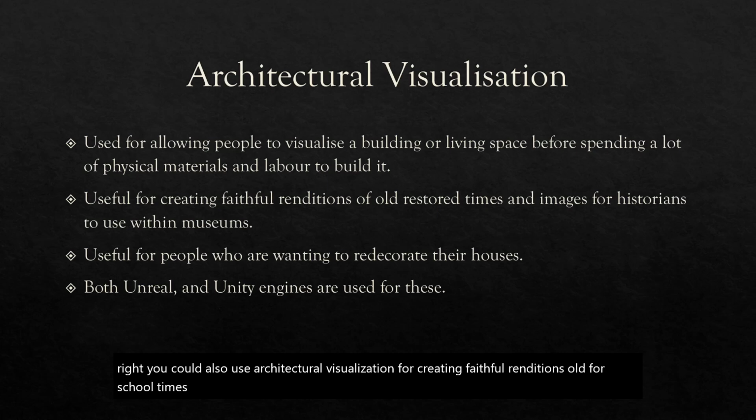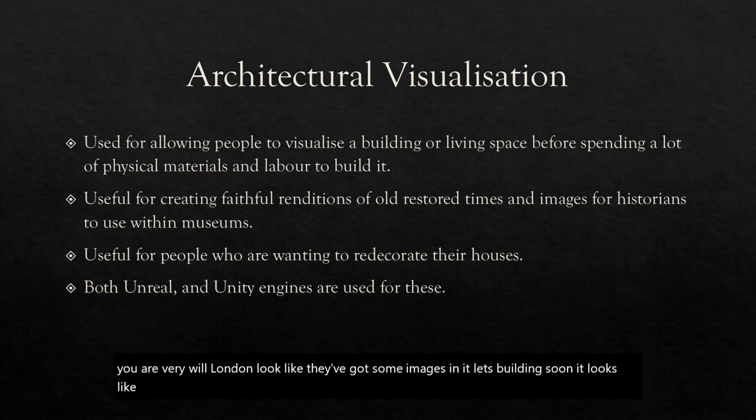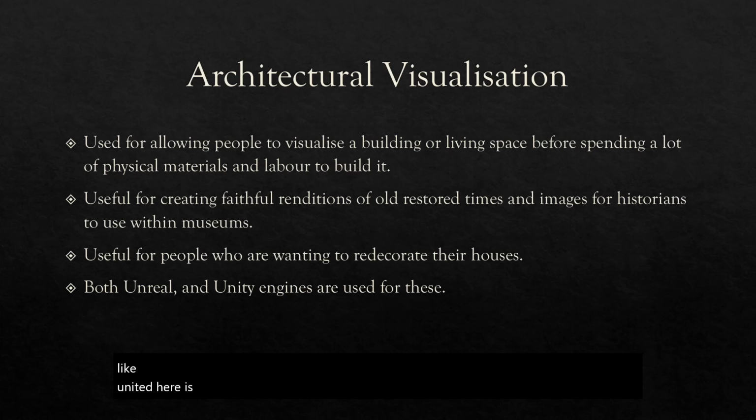use within museums. Alright, so what did the White House look like when it was decorated, when it was first built? Here's some pictures, let's rebuild it. Alright, how do we know what medieval London looked like? We've got some images of it, let's build it and see what it looks like. Right? The idea is that we can use it to explore parts of our history, but also visions of the future, essentially. Alright?